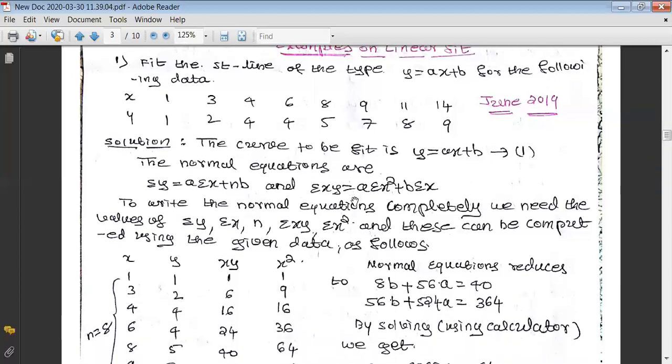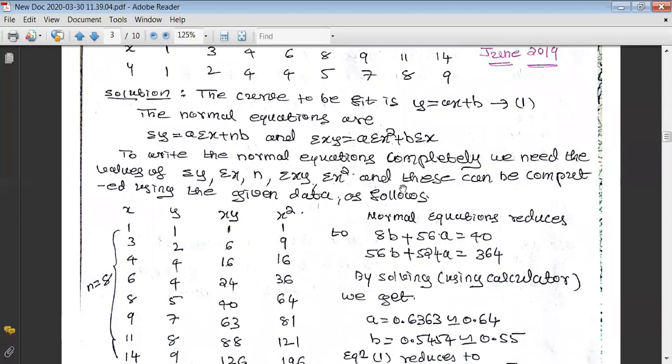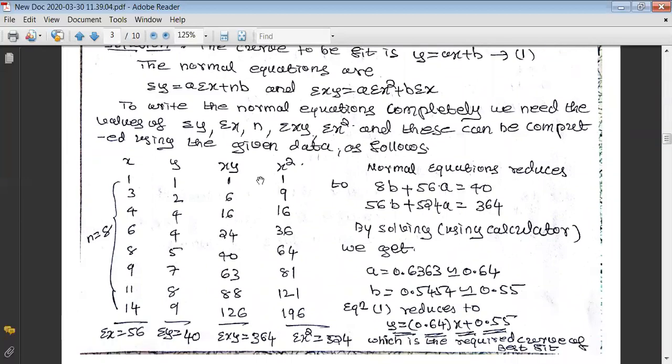Now, first of all, our important task is to write down the normal equations. In order to write the normal equations, we need some calculations, namely n, the number of observations, then summation y, summation x, summation xy, and summation x square. Therefore, in order to get those for the given data, let us prepare a table which gives the required values for the normal equations.